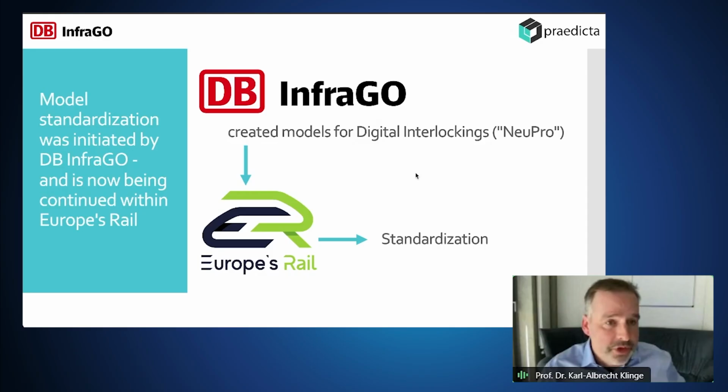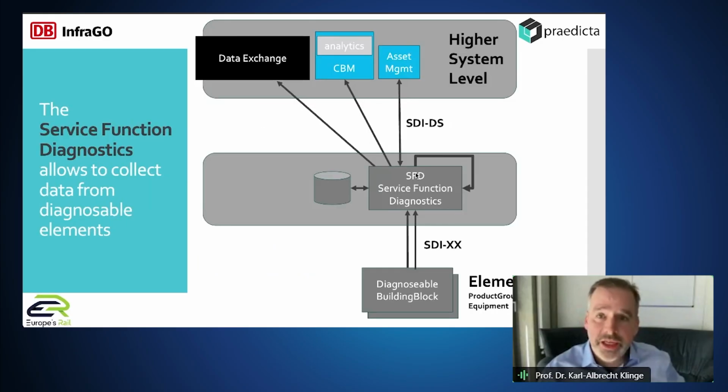So we are also creating the service functions that are collecting the data. This is for the service function diagnostics. If we have all those information models available, then we need to aggregate all the data from all the different manufacturers, all the different installations into one namespace. And this is then served via another interface, an OPC UA interface. It's called the Standard Diagnostics Interface DS.